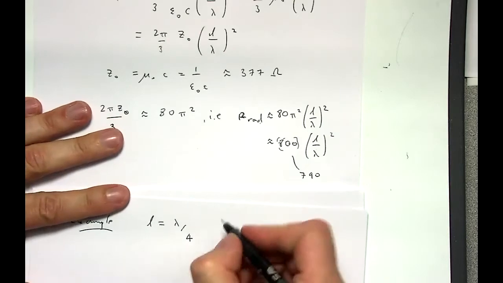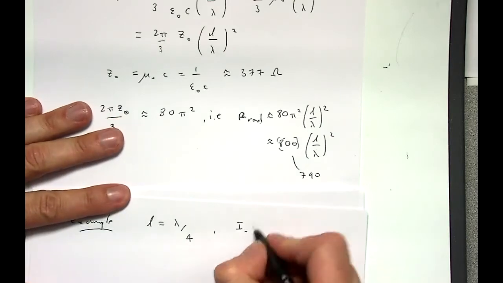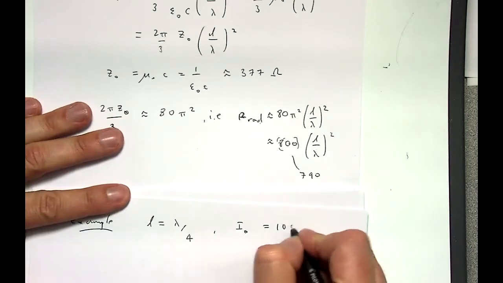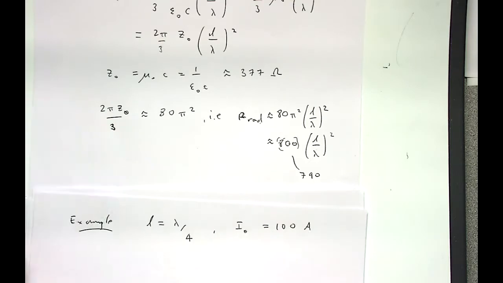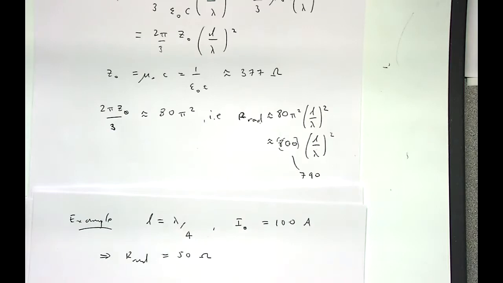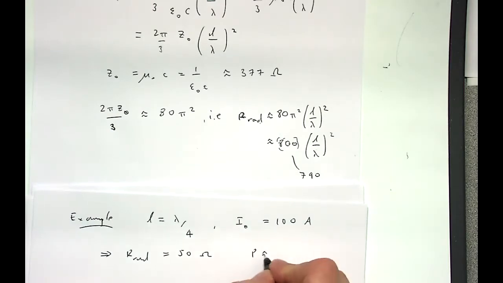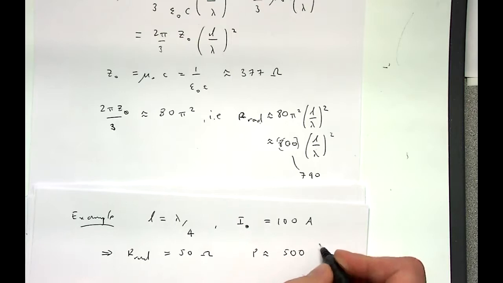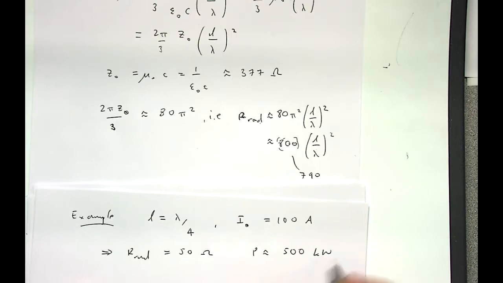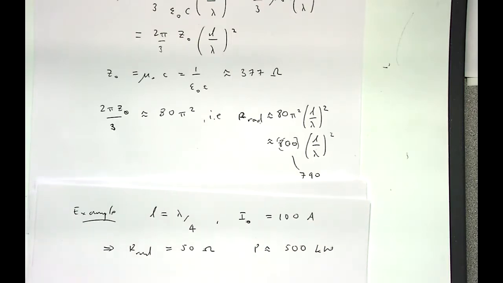And we're going to assume some fairly large but believable current. The maximum current is like 100 amps. And in this case, the radiation resistance is 50 ohms. And therefore, the power emitted is about 500 kilowatts. Why are these numbers important? Because that is the order of magnitude of the Winter-Hill transmitter. Puts these numbers into perspective.